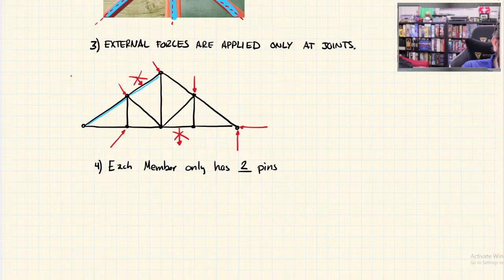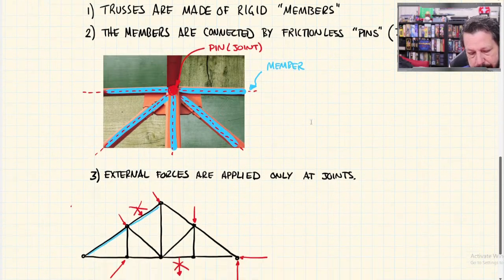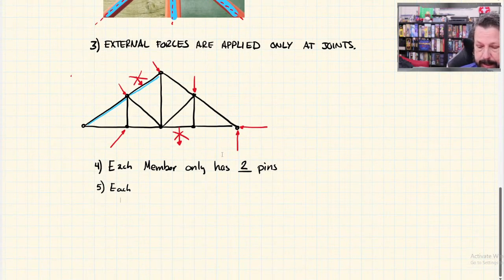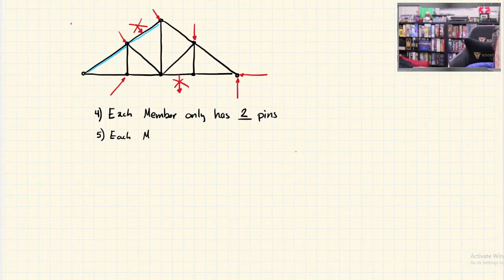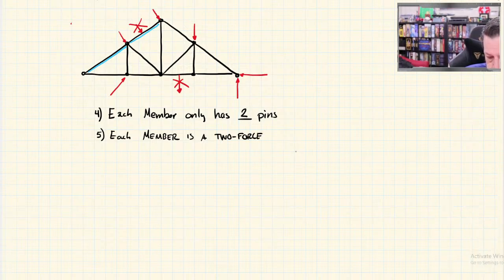And then our final one is going to require some more talking because it introduces a new term. So each member, assuming that all of this is true, made of rigid members, connected by frictionless pins, where we've only put external forces at the joints or those pins, and each member only has 2 pins. So assuming all that's true, each member is what we call a 2-force member.